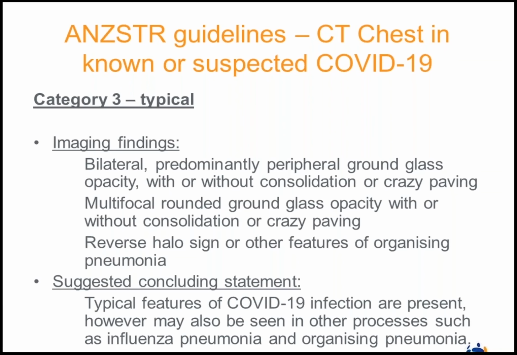And so in our concluding statement, we've said that there are typical features of COVID-19, but these may be seen in other processes like influenza or organizing pneumonia. The organizing pneumonia reaction is obviously present in response to many different triggers. And so it really depends on whether the patient has had a positive PCR test result when you're looking at someone with organizing pneumonia.